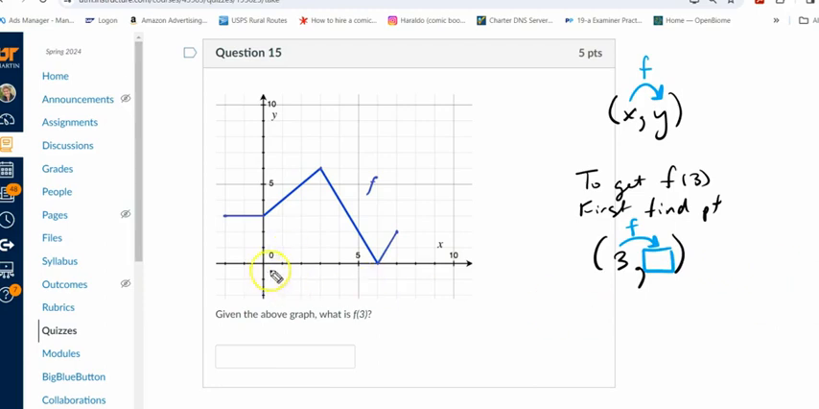So let's go over here to the graph, and you can see here from the grid 1, 2, 3, and if I come up here, this point here I can clearly see is the point 3, 6. Now this is really important. The answer is not 3, 6.